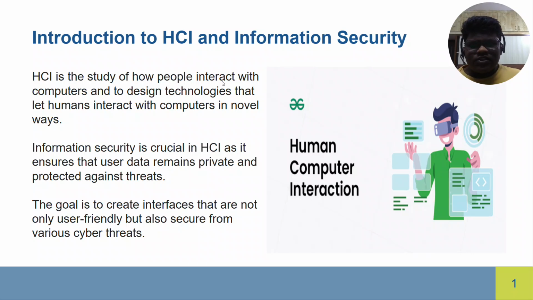Let's get on with the introduction to HCI and information security. HCI, Human Computer Interaction, is the study of how people interact with computers and to design technologies that let humans interact with computers in novel ways. Information security is crucial in HCI as it ensures that user data remains private and protected against threats. The goal is to create interfaces that are not only user friendly but also secure from various cyber threats.